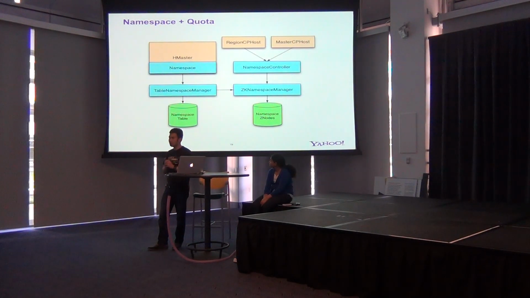So here is a component diagram of the namespace component and the quota part of it. We have extra namespace APIs in the master. You have helper classes to actually store information in an HBase table, and in Zookeeper for orchestration. And then you have this controller which resides and runs in both the region servers and the master, which guarantees these checks and actually polices the quotas, enforces the quotas.